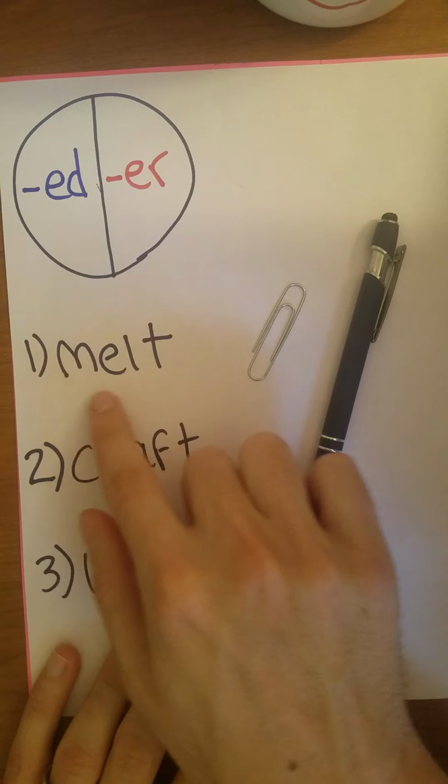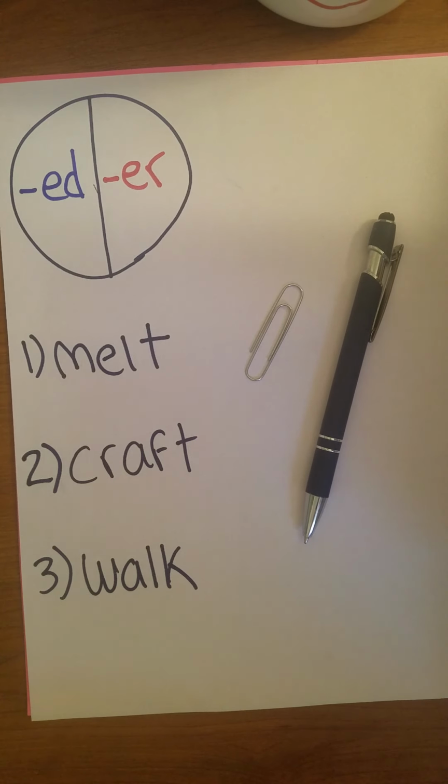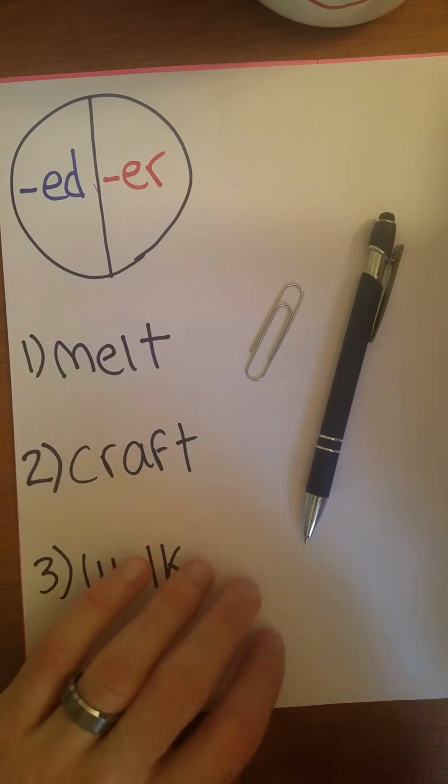So I have 3 words here: melt, craft, and walk. 3 verbs, 3 actions. And now I'm going to spin the spinner and either add ed to change these words to past tense words, or ER to change these words to naming words. There we go. All right, so my first one, ED, so I'm going to add the letters ED onto the end of melt.